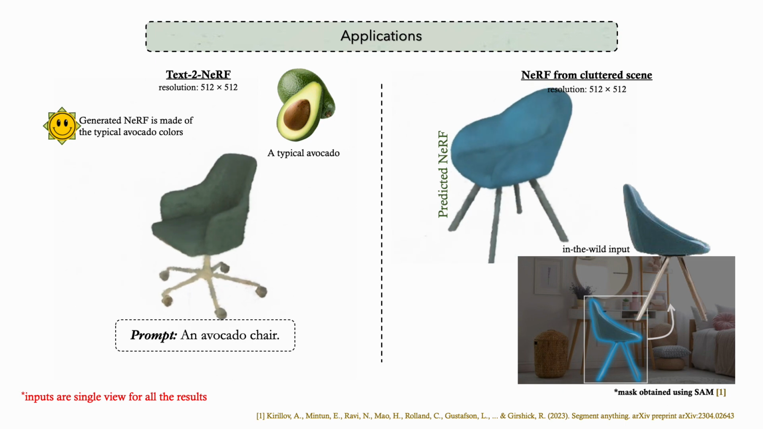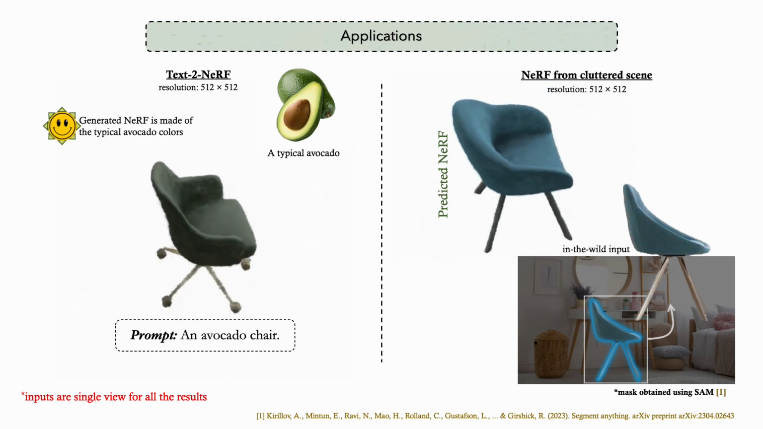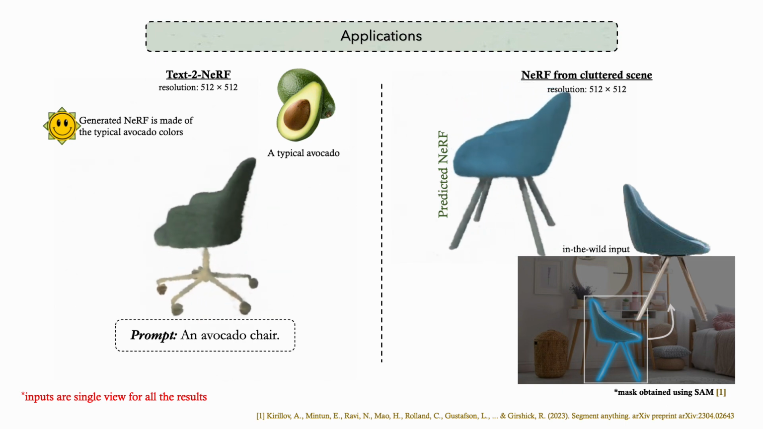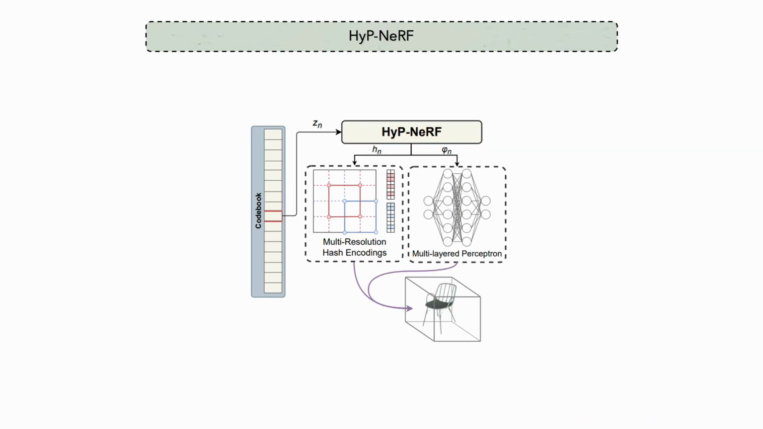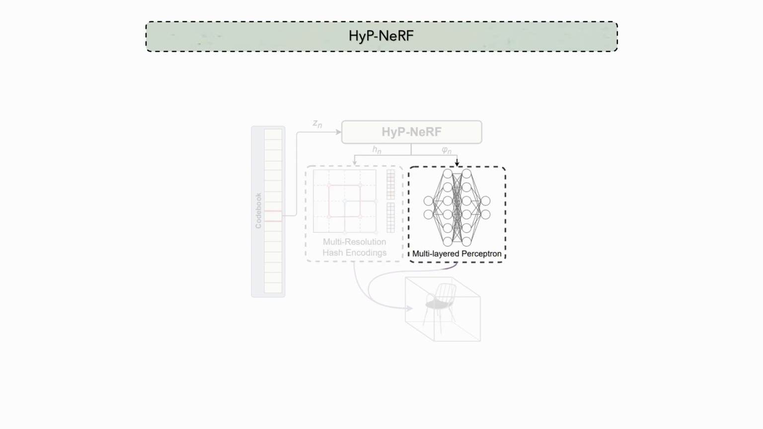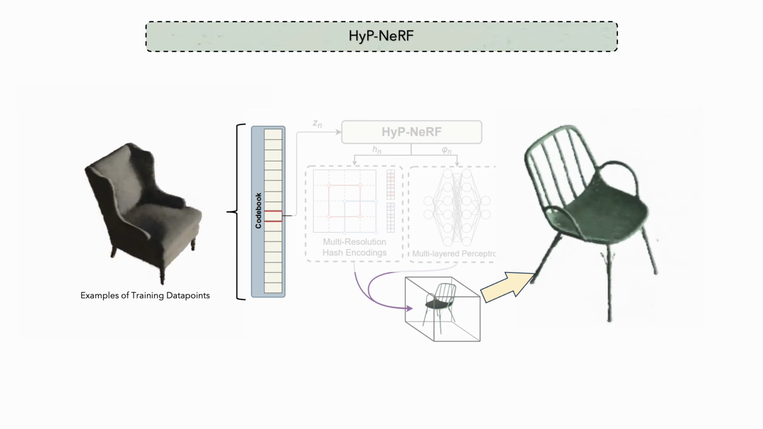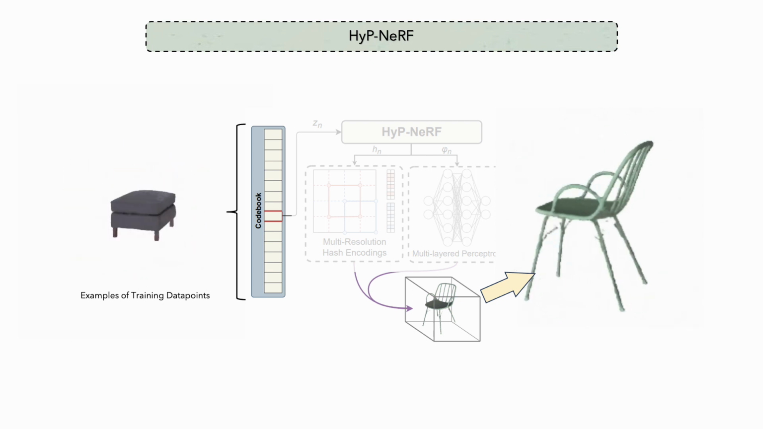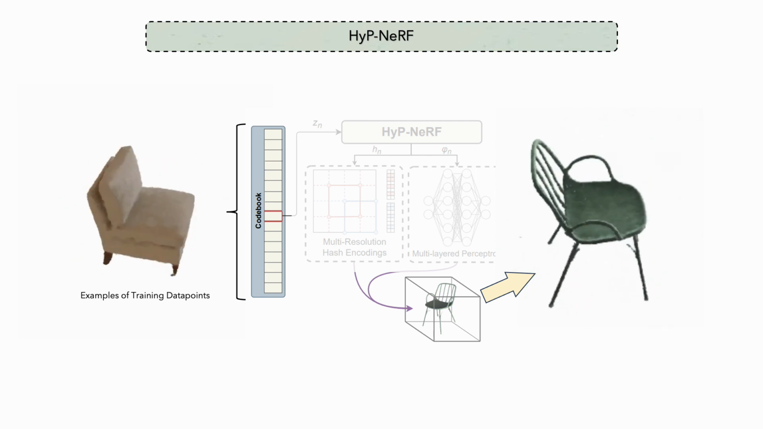For example, generating an avocado chair that looks like an avocado in terms of the shape, as well as the color. HyP-NeRF is a novel latent conditioning approach that uses a hypernetwork to predict multi-resolution hash encodings that transform the positional coordinates to instance-specific encodings, along with the multi-layered perceptron of a NeRF instance. This instance-specific multi-resolution hash encodings allow us to predict high-quality NeRF instances.